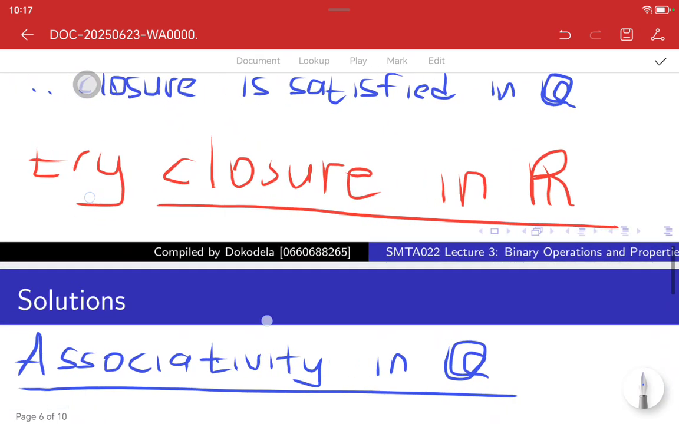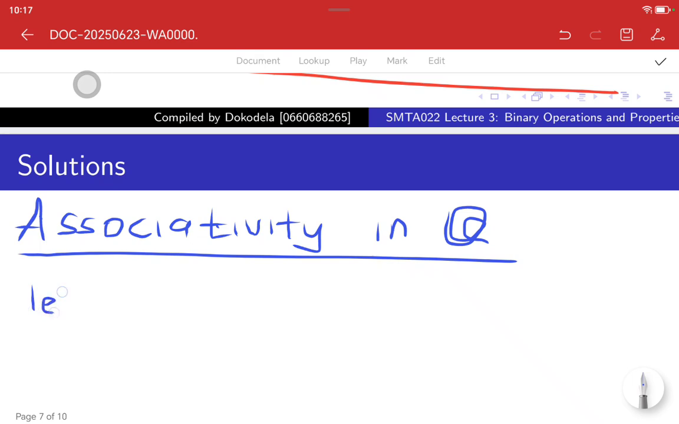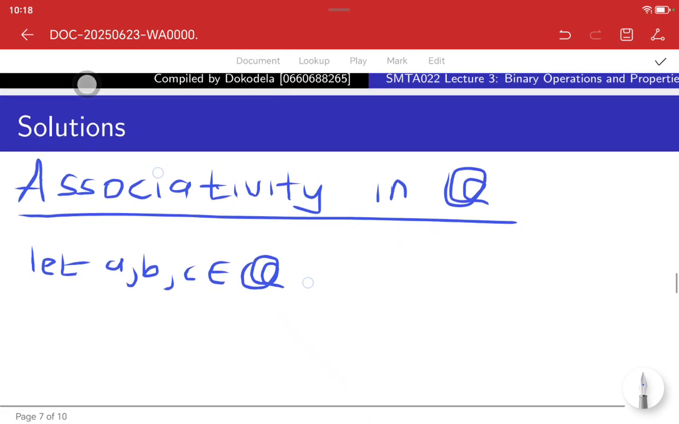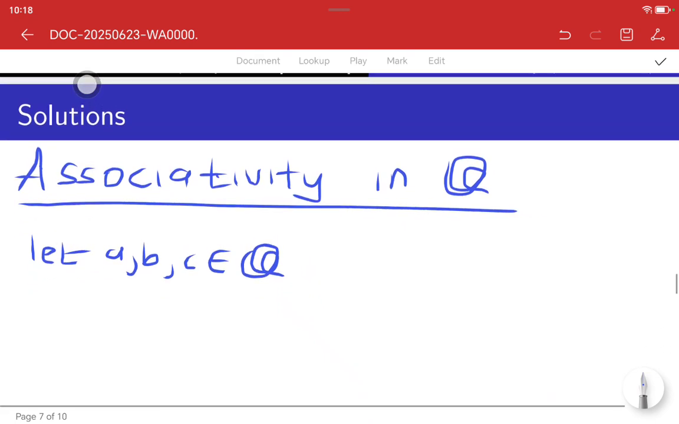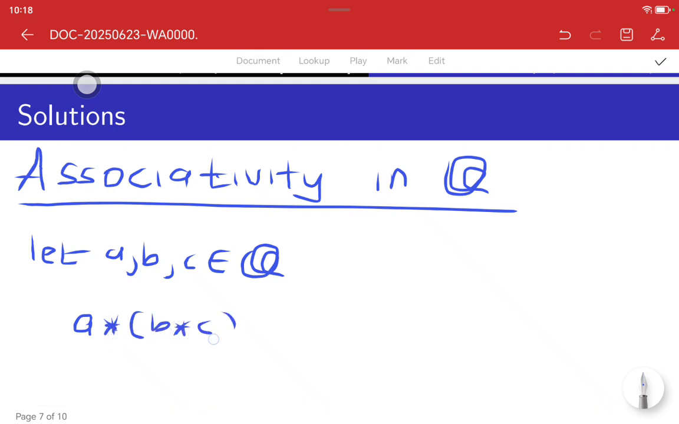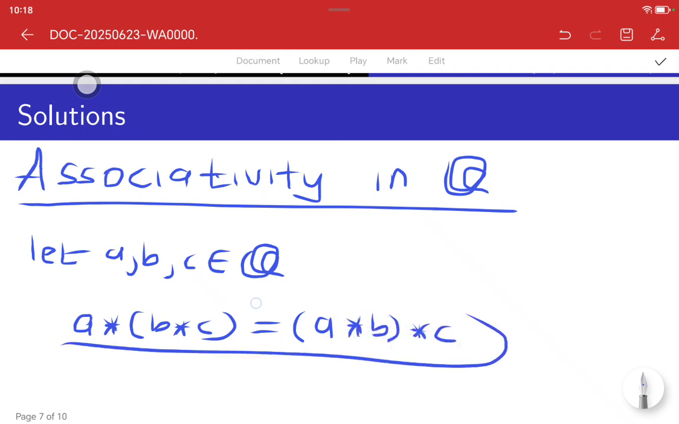Then for associativity, I'm always going to let 3 elements. Let A, B, C be an element of the rational numbers. So when I let these be elements of the rational numbers, the aim now is for me to check the left hand side and the right hand side. It's supposed to be A star B star C, which equals A star B, according to associativity, star C. You're not supposed to write this.